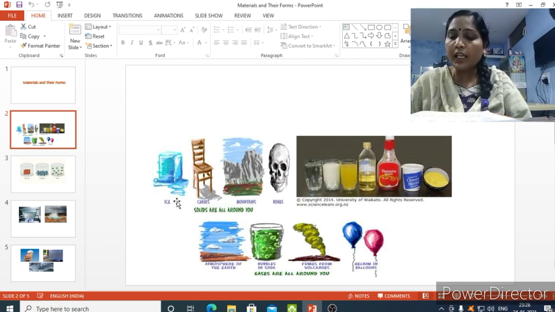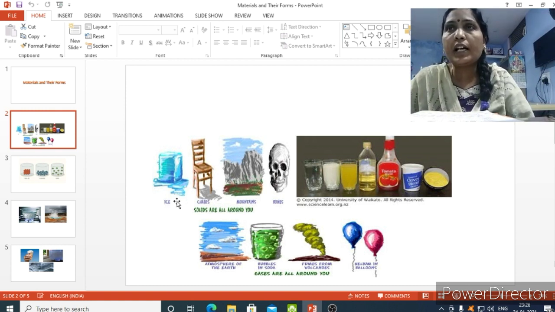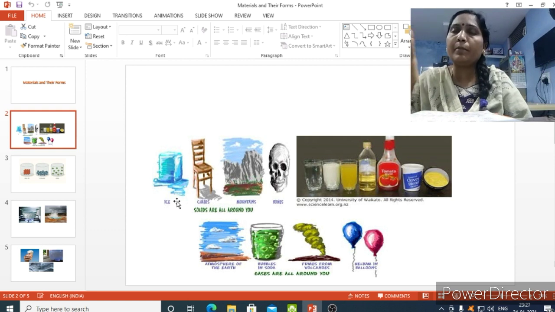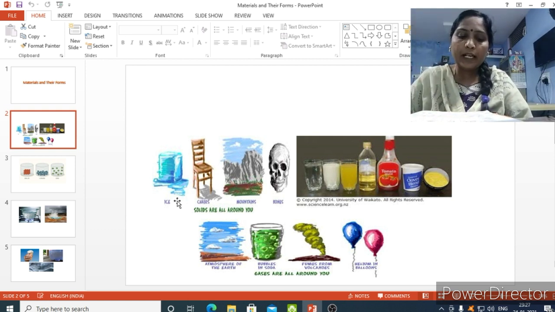And the third question is, which of the items shown in the pictures above are liquids? Give reasons for your answer. So what are the liquids here? Coffee and the water. Why are you considering they are liquids? Because they are moving, they are flowing from one place to another place. That's why they are liquids.